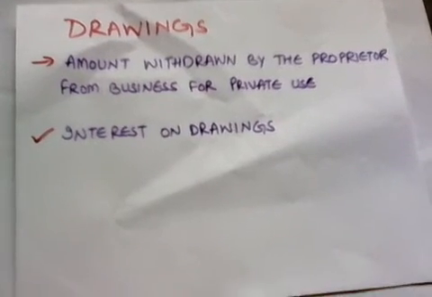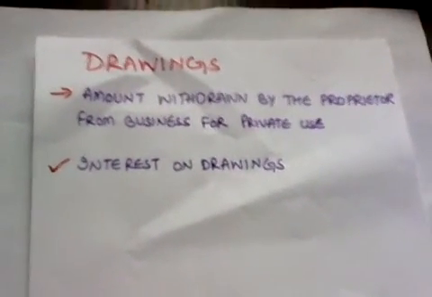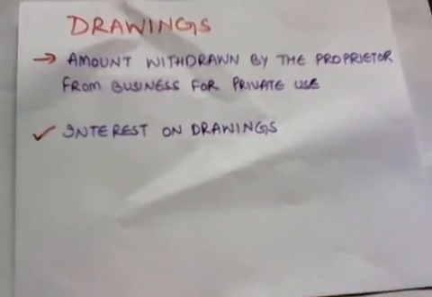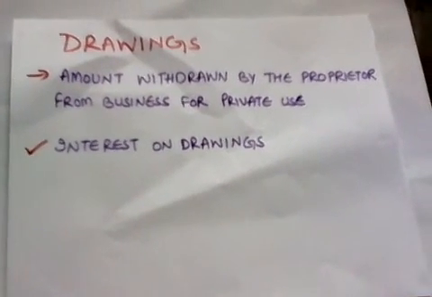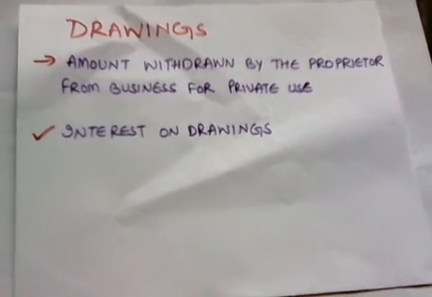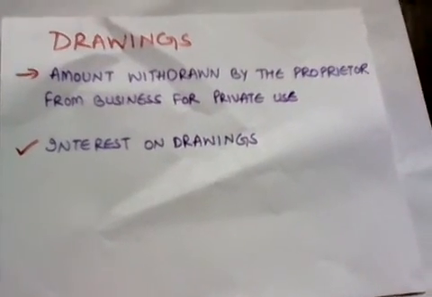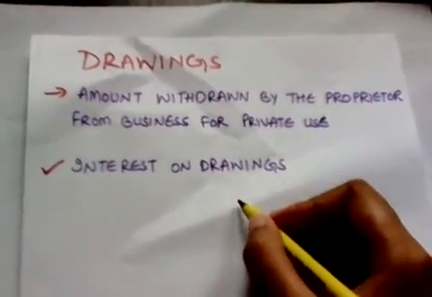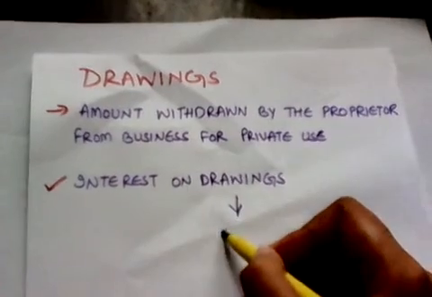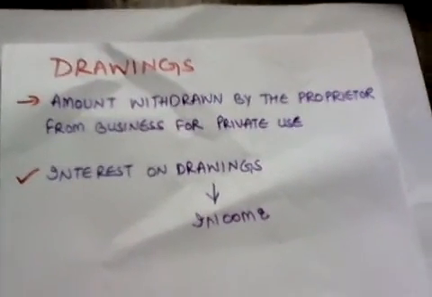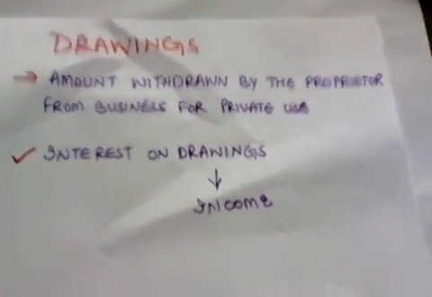So interest on drawings is the amount which the company receives from the owner. Why? Because the owner has used the funds of the business for his personal use. And in this case, the company is liable to receive the interest for what it has given to the proprietor. So interest on drawings is the income of the business. And interest on drawings is always credited and drawings is always debited. I hope drawings is clear to you.